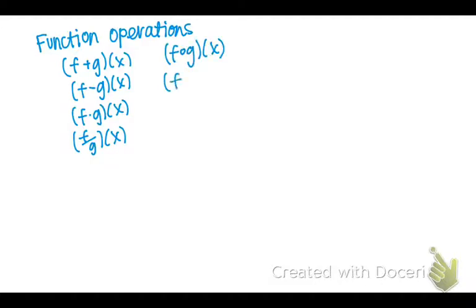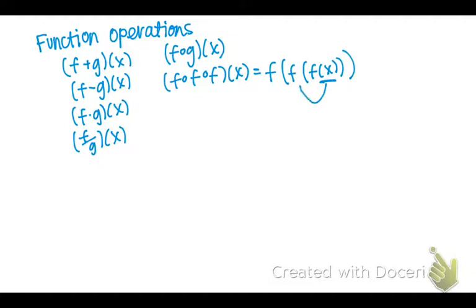And if you see like f of f of x, this is where you plug it in twice. So this is the same as saying f of f of x. So we plug this into the f of x first, and then whatever we get from here, we plug into this f of x. Okay. What else do we need? Average rate of change. Make sure you know how to do that.